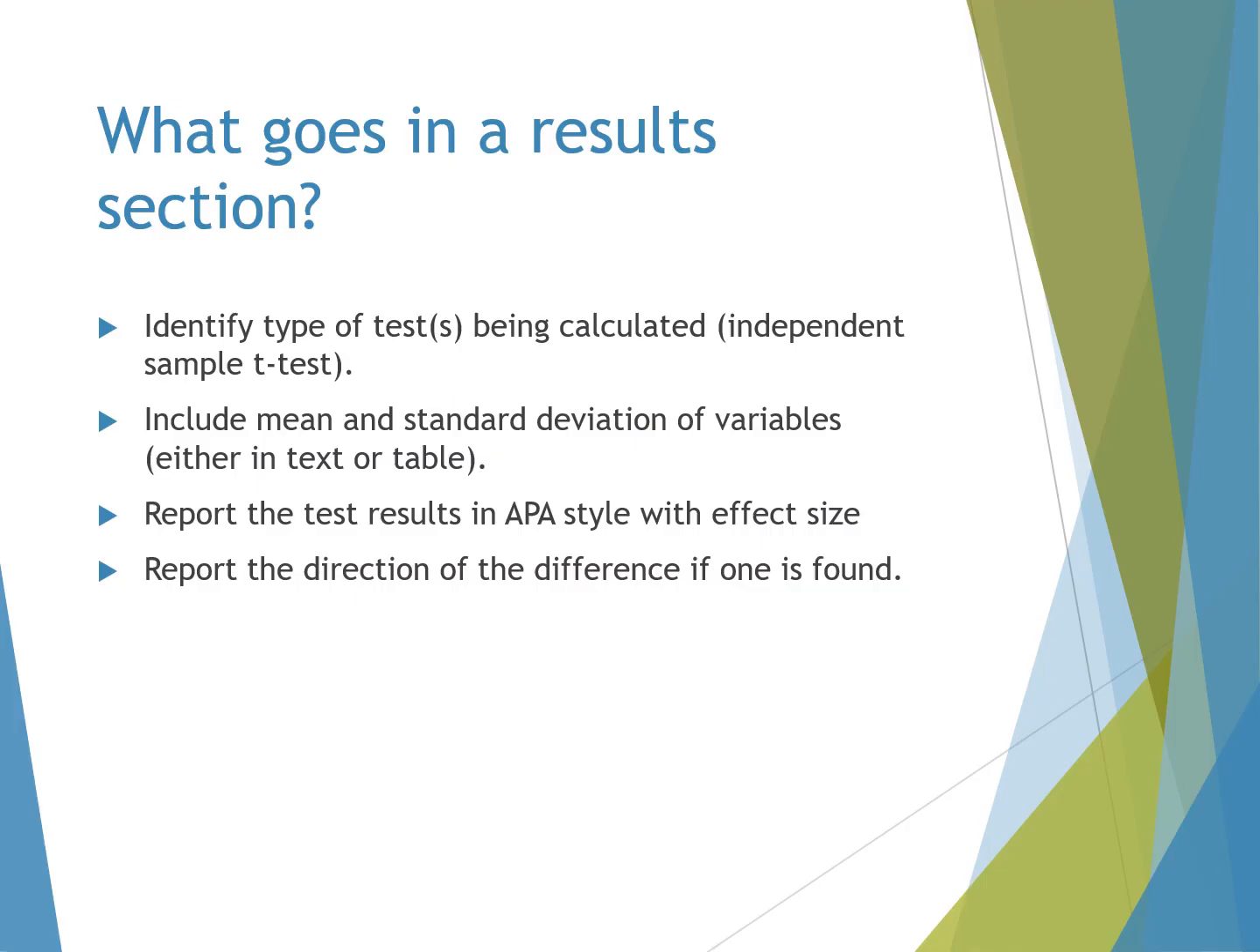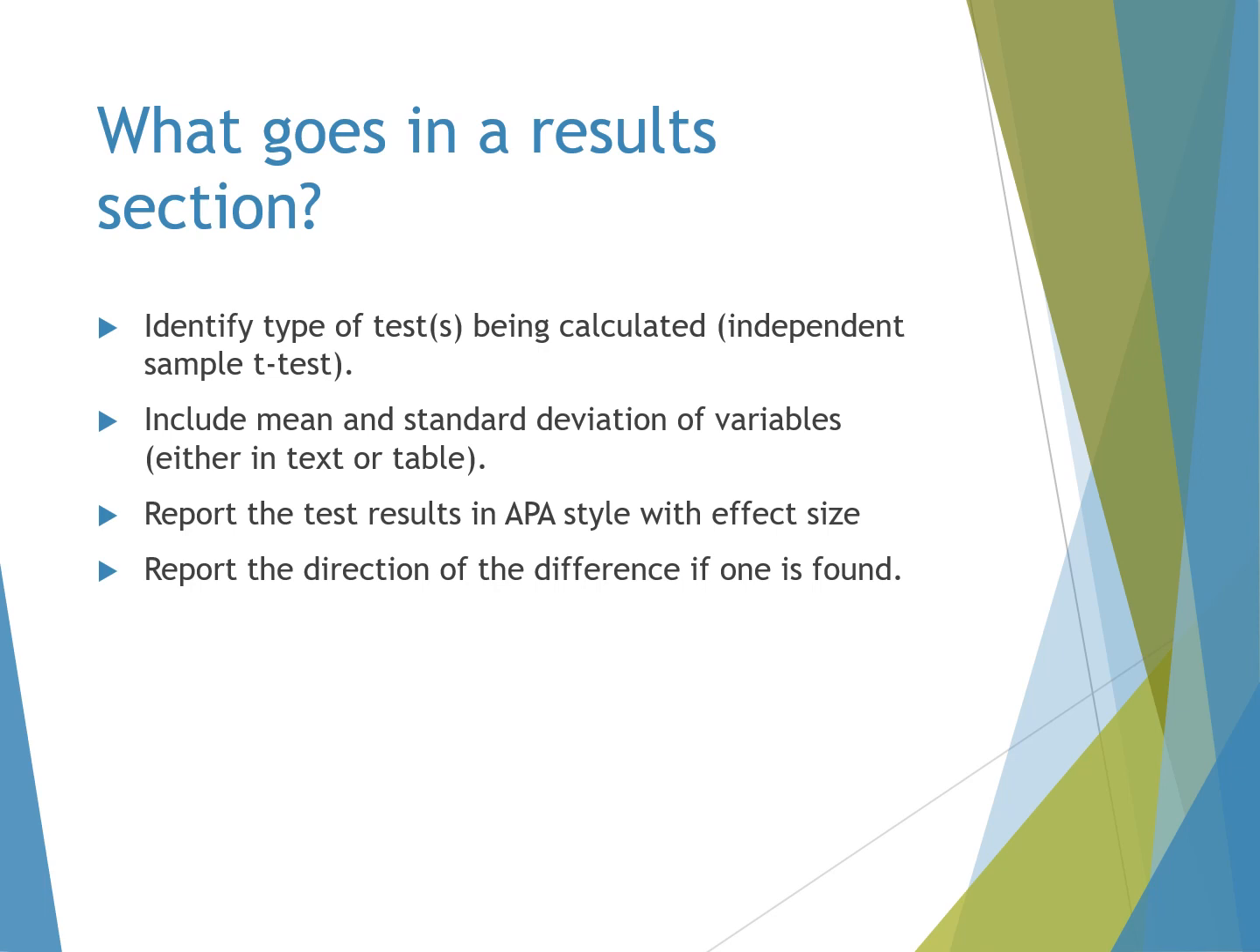Okay, so in terms of what goes into a t-test results section, you're going to start by identifying the test being calculated, so an independent samples t-test or a paired samples t-test. You're going to include the mean and standard deviation of the variables. Technically, this can go either in the text or in a table, but I would like to see it in your text, even if you also include it in a table. Next, you're going to report the test results in APA style, making sure to include an effect size. And you also want to report the direction of the difference if one is found.